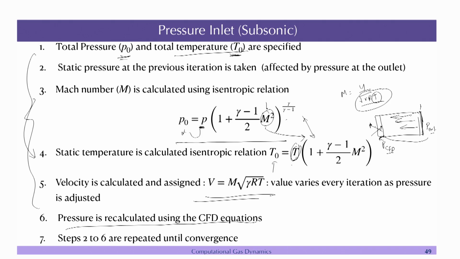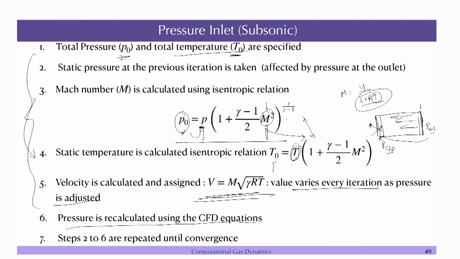So, your velocity will no longer be constant, because you are calculating velocity using this. The Mach number is changing because your P is changing, although the P naught is fixed, and from that your velocity is not fixed, it is varying in every iteration as the pressure is adjusted.